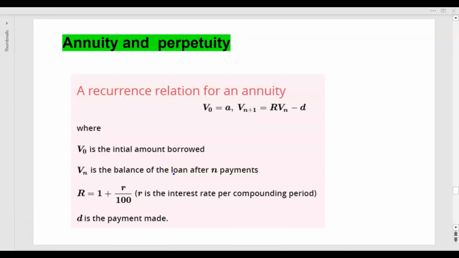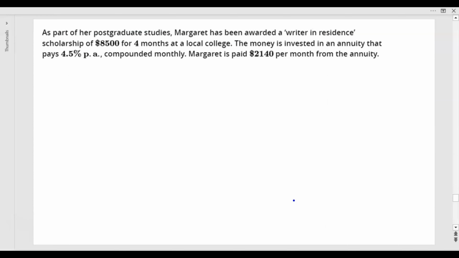Recurrence relation for annuity. This is the payment that the bank is making to the person who made the investment. After a certain period of time, that's exhausted, that's finished. Let's have a look at an example based on this concept.